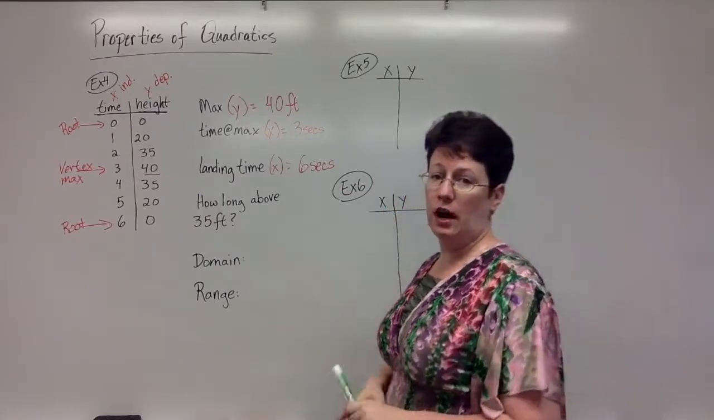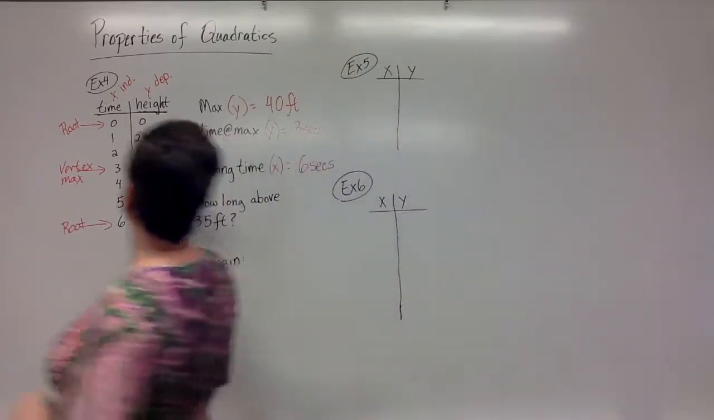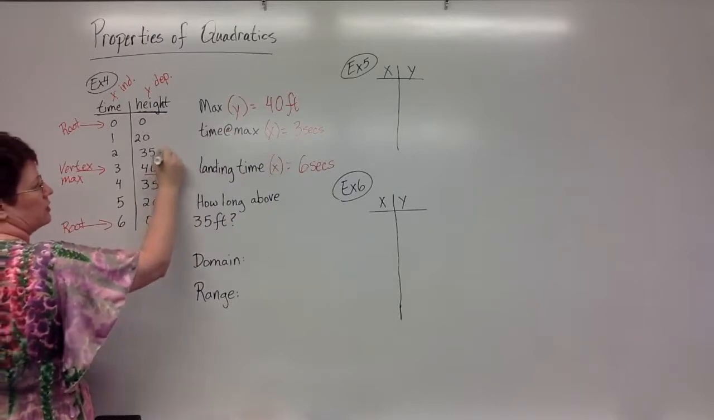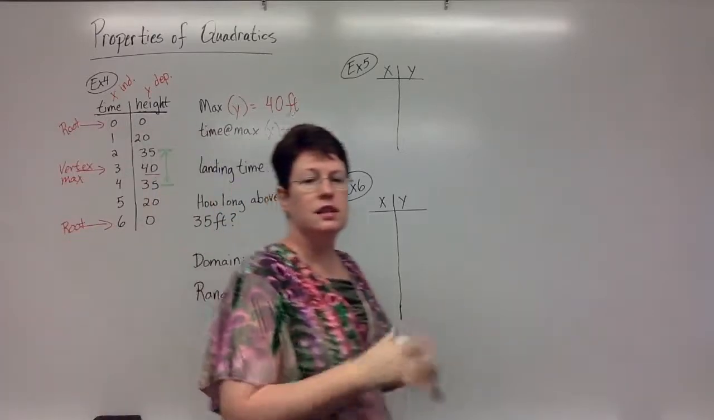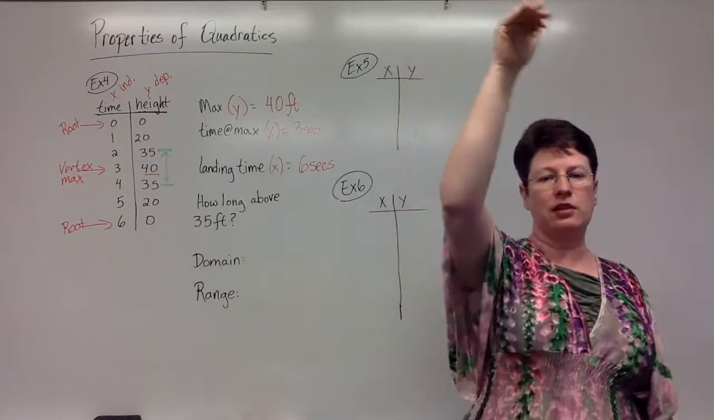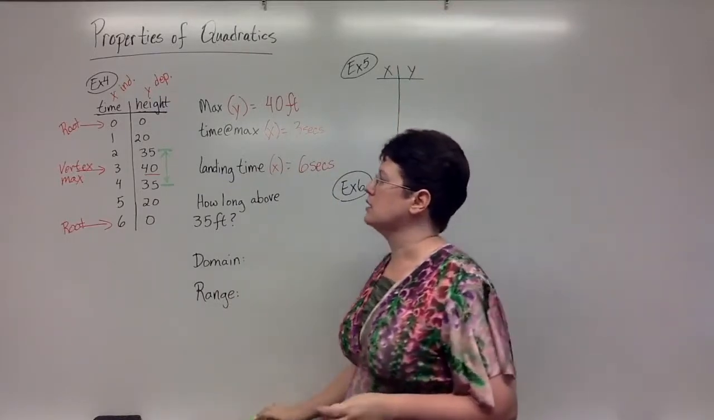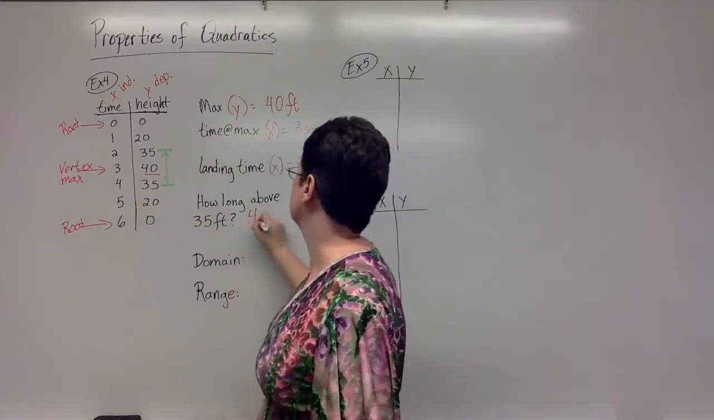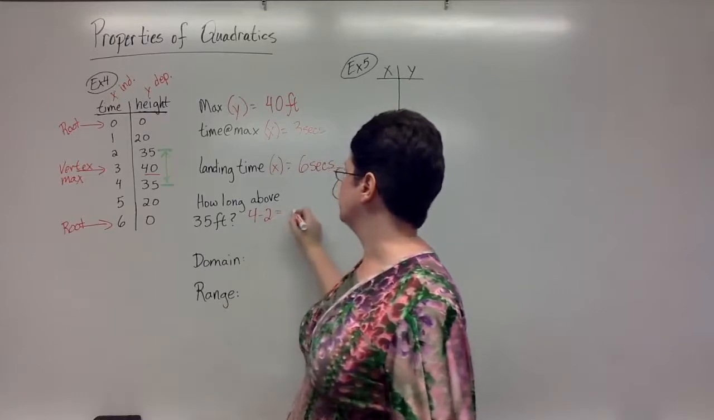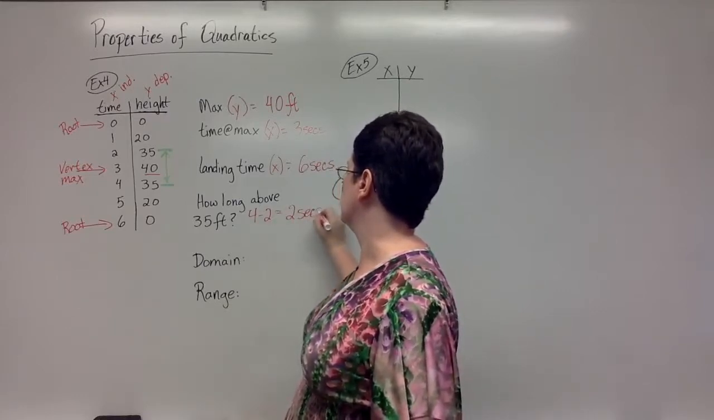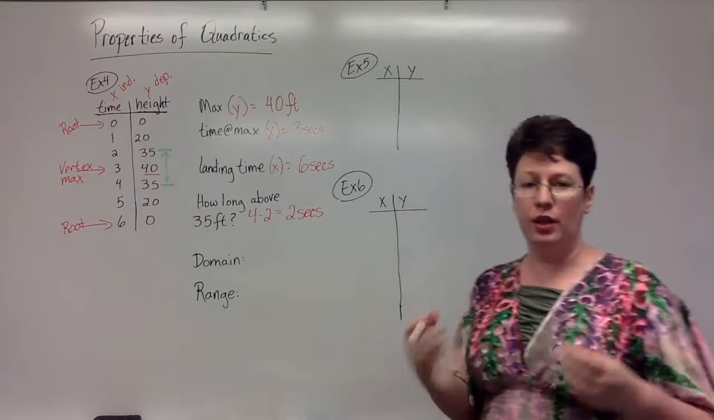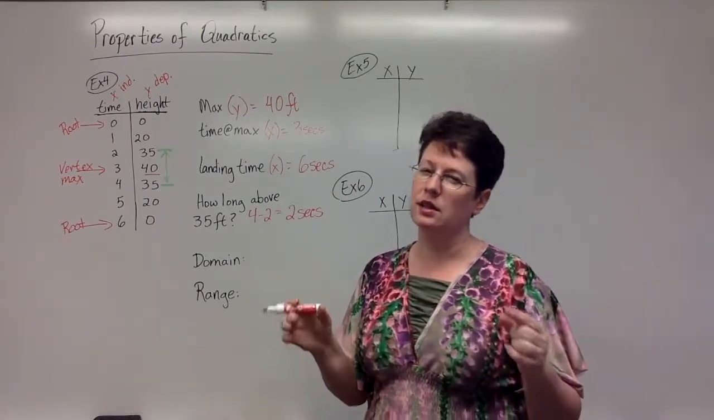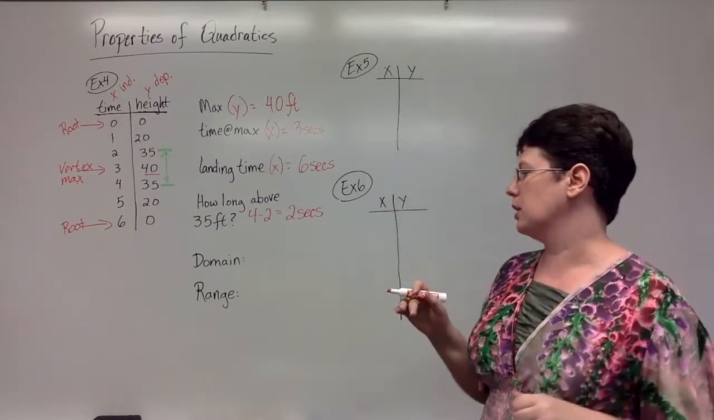So let's find 35 in our y's. I have a 35 at 2 seconds and a 35 at 4 seconds. So at 2 seconds, it hits 35, goes above it, and comes back down at 4 seconds. So 4 minus 2 equals what? Right, 2. Super easy. So it's above 35 feet for approximately 2 seconds. Now, yes, I know, we don't want to equal to 35 feet, so we got to play with it there.